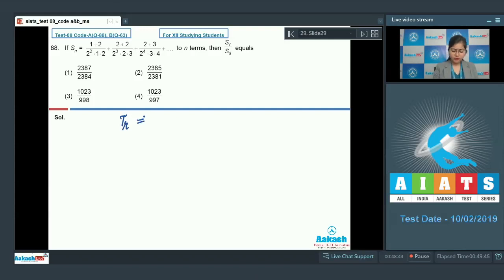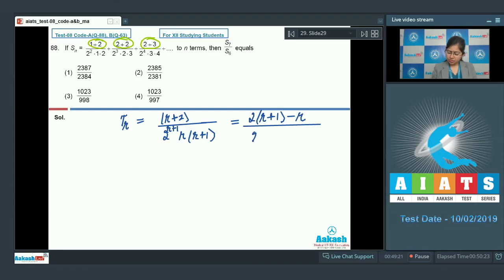The rth term can be written as, as we see here, the sum of these two is giving me 3, this is giving me 4, and this is giving me 5. Hence, the rth term will be (r plus 2) upon 2 raised to the power r plus 1 into (r plus 1), right? So r plus 2 can be written as 2 into (r plus 1) minus r, upon 2 raised to the power r plus 1 into (r plus 1).